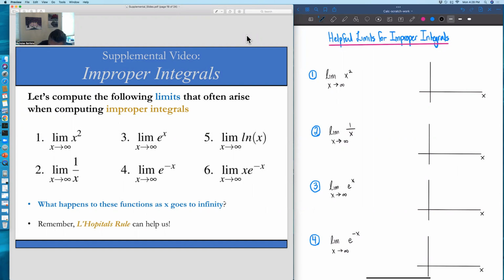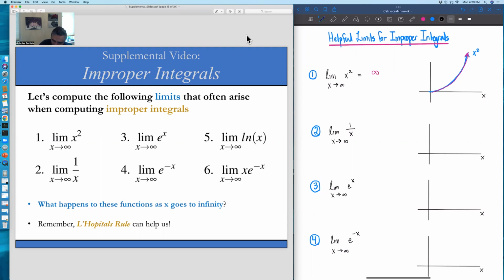So the first function we have is the limit of x squared as x goes to infinity. You might remember that x squared does an upwards trend in a parabolic shape. And as x goes to infinity, remember what we're wondering about is, as x increases and increases and increases, what is happening to our function? In this case, as x is increasing, x moving to the right, our function is always perpetually moving upwards. So this limit is positive infinity.